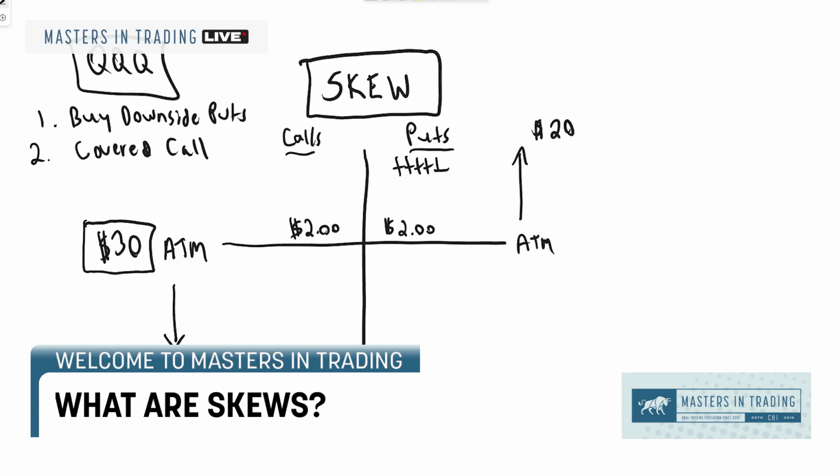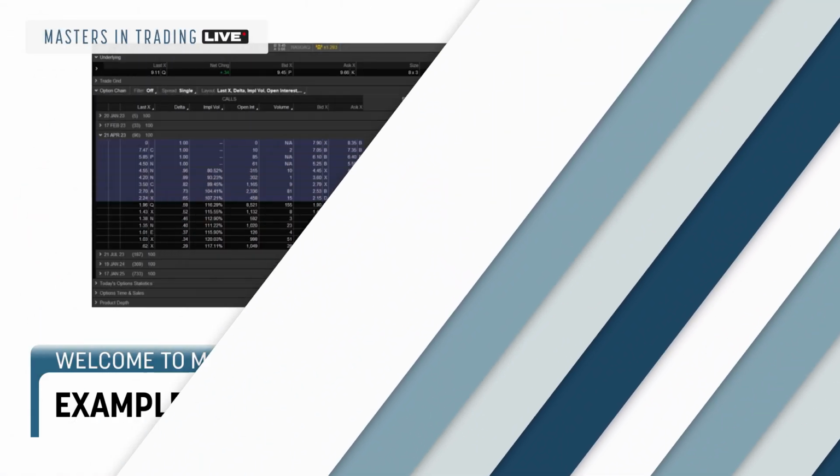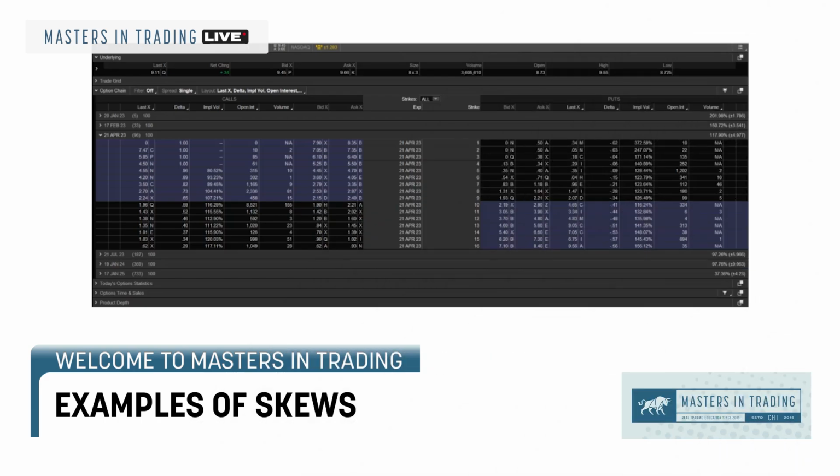So what naturally happens is the upside calls in the market get cheap while the downside puts get more expensive. And it's like that because of the two most popular option strategies that are used, buying downside puts and selling upside calls, forcing more premium in those downside puts. And I wanted to go through 5 different examples just so you guys can get a feel for skew so we can go over it together.